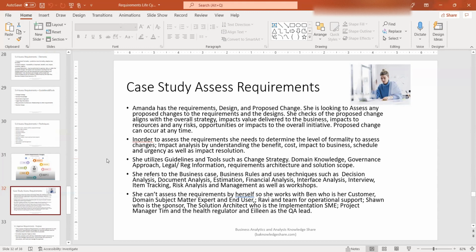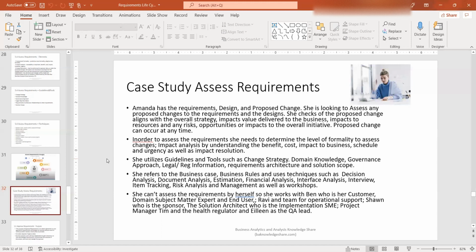She is looking to assess any proposed changes to the requirements and the designs. She checks the proposed change and whether it aligns with the overall strategy and the impacts, value delivered to the business, impacts to resources and any risks, opportunities or impacts to the overall initiative. Proposed change can occur at any time. In order to assess the requirements, she needs to determine the level of formality to assess changes, and do impact analysis by understanding the benefit, the cost, the impact to business, schedule and urgency, as well as impact resolution.